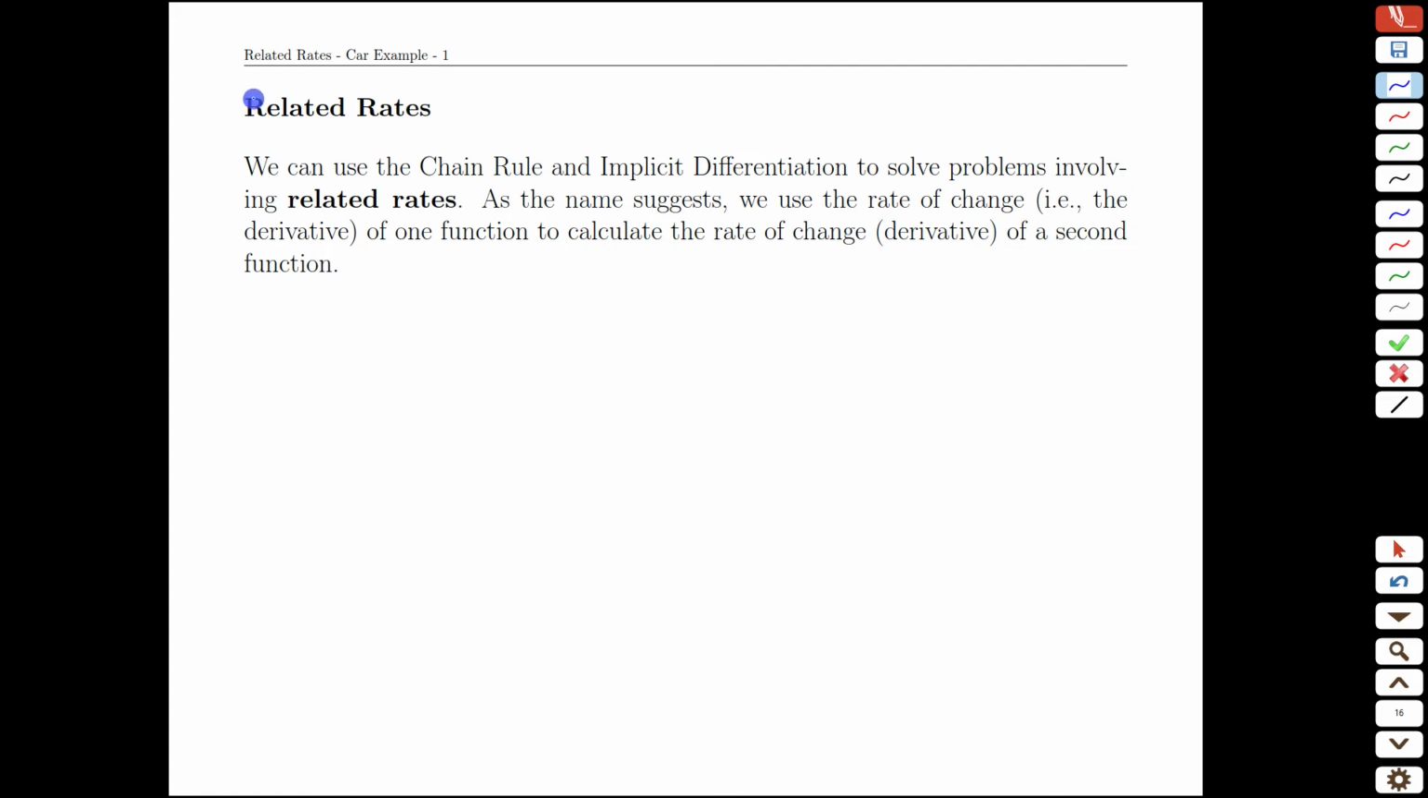In this next series of videos, we're going to look at an important application area for calculus, which is the area of related rates. The fundamental idea, suggested by the name, is that we're going to use rates of change, say something like a velocity, and use that to calculate the rate of change of another function or another variable. And so we're relating the two rates. The key connection here is that the rates we're talking about are the derivatives that we've seen earlier.